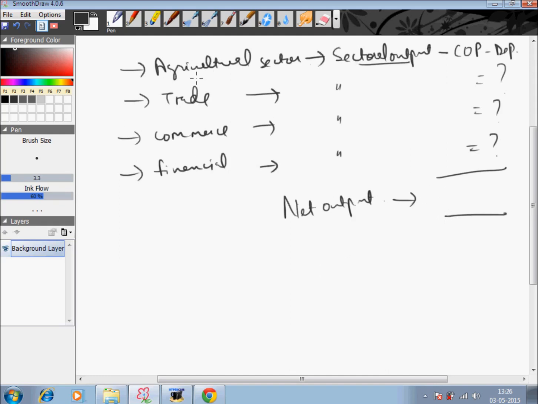I'm repeating it again. What we do is, first we classify the whole economy into different sectors on the basis of the activities it is carrying out. For each sector, we determine the sectoral output or the gross output, and from the gross output we deduct the cost of production and depreciation amount of each sector in order to get the net product. And then for each sector we add the net products in order to get the net output through the value added method.